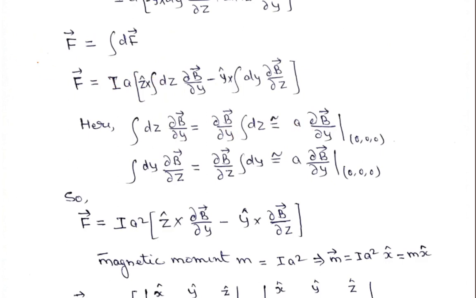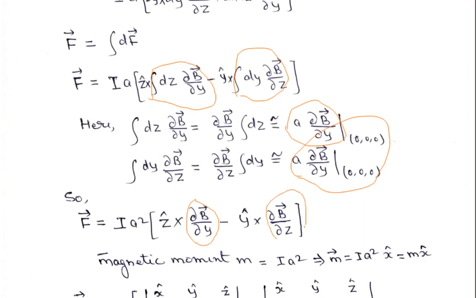So in place of this whole quantity, I will substitute this quantity, and in place of this quantity, I will substitute this quantity. If you do that, what will we get? Z unit vector cross a, and I have taken a common, so that is why this becomes IA squared del B upon del y. Similarly here, minus y unit vector cross product del B upon del z, that we will get.